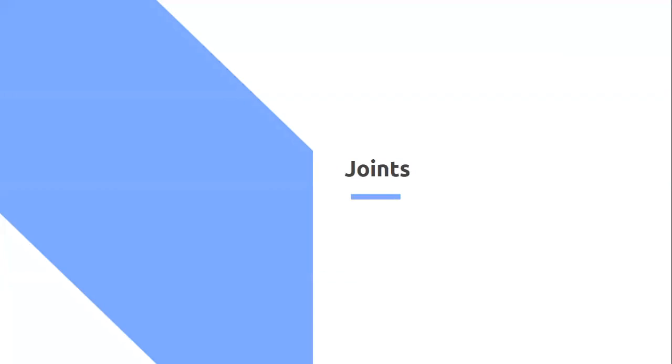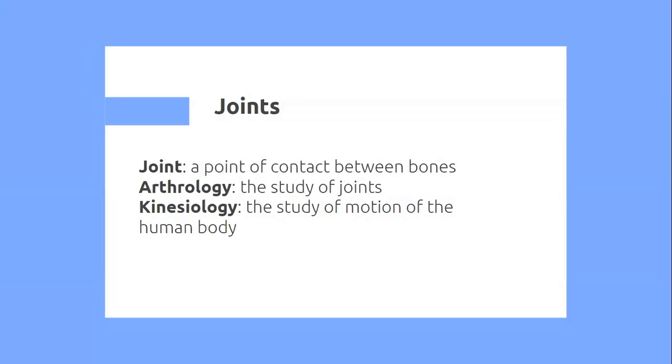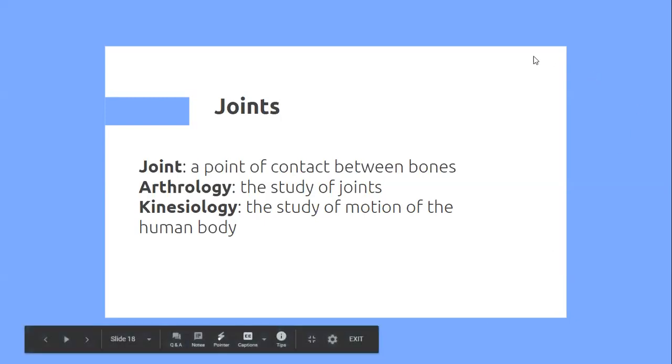Next, we're going to move on to joints. A joint is a point of contact between bones. I like to think of joints as wherever you can move. You have a joint between your arm and your shoulder, obviously, and a joint between your knee and your shin. There are joints everywhere. The definition is very vague: it's a point of contact between bones. You have joints all over your body. Arthrology is the study of these joints, and kinesiology is the study of motion of the human body, how your body moves, how it can rotate and just function.